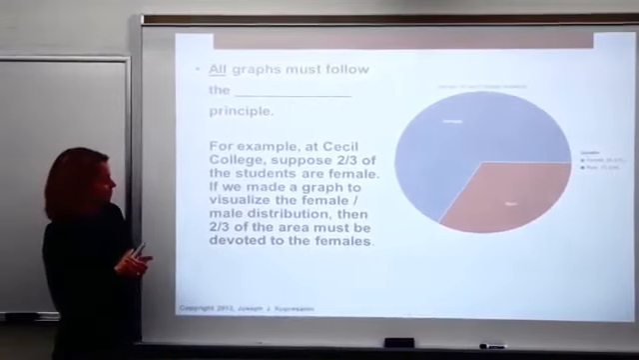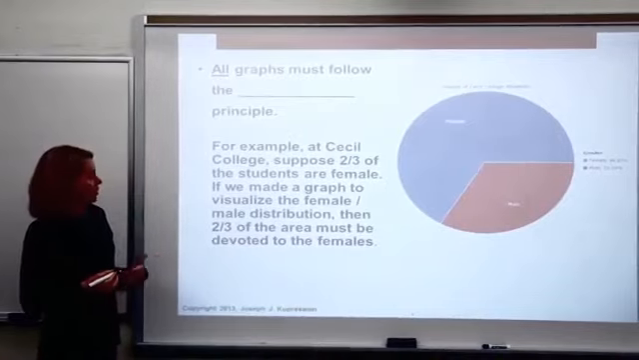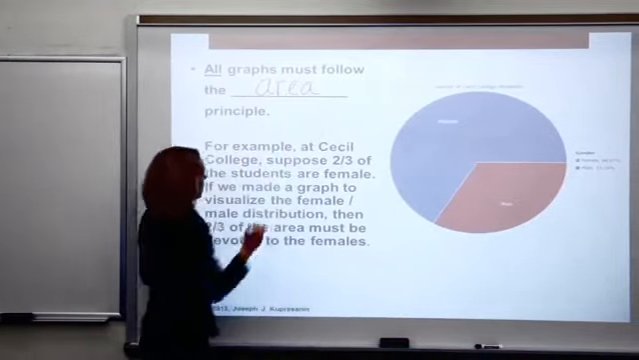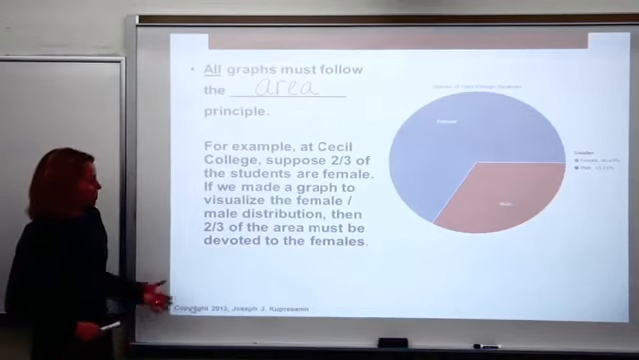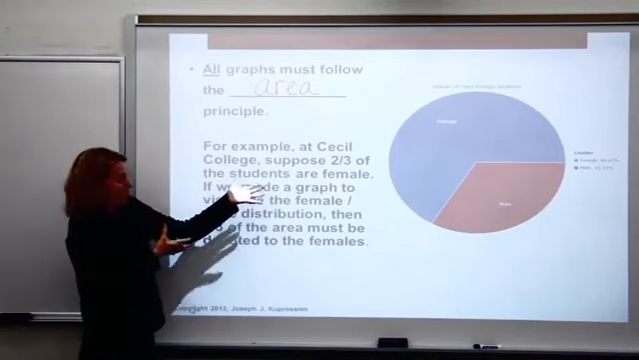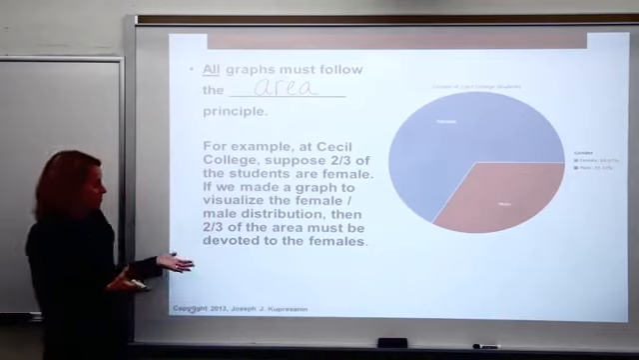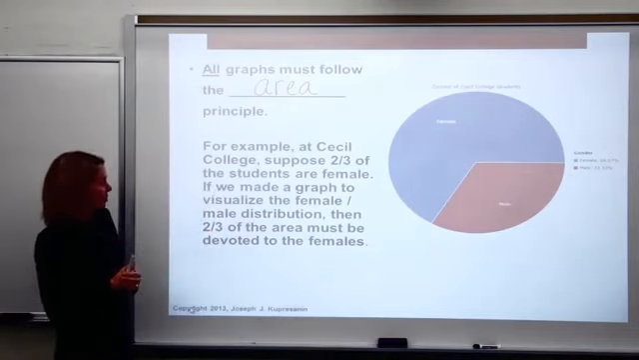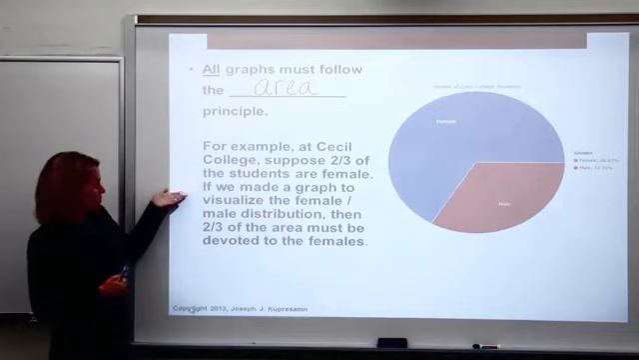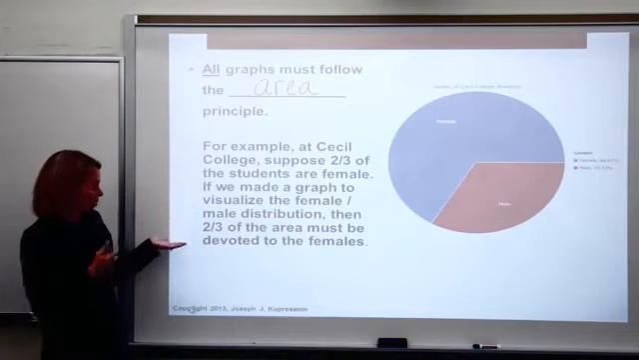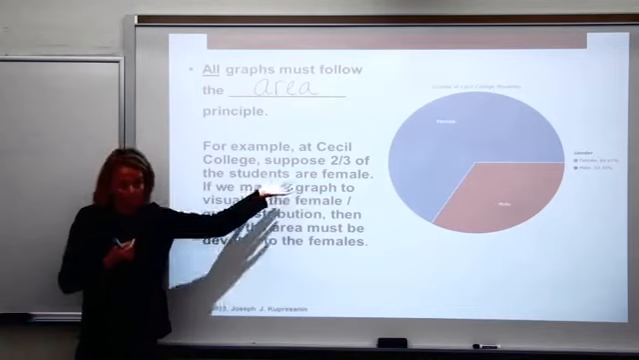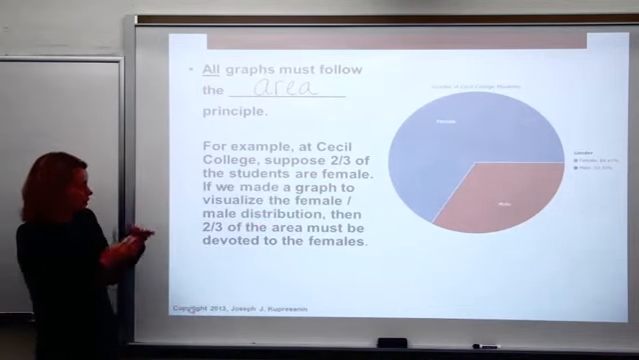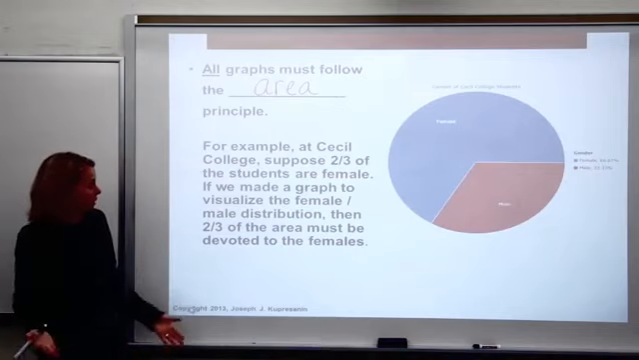Okay, one of the things that we will see is that all graphs should follow what's called the area principle. The area principle simply states that the area of your graph that's represented by something should be true in that graph. So for the Cecil College example, if 2/3 of the students are female and we make a graph to visualize that, then 2/3 of that pie should show that the students are female and the other 1/3 of the pie should be male.